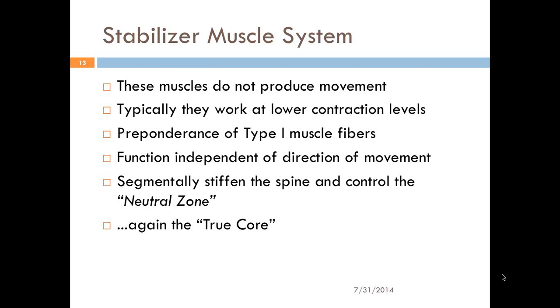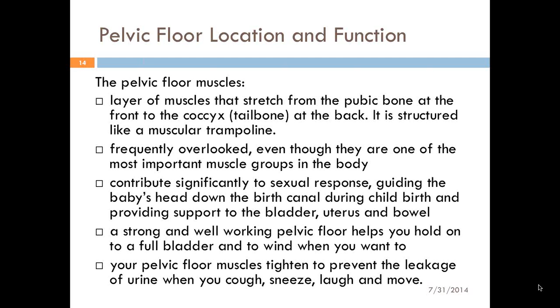They contribute significantly to sexual response, guiding the baby's head down the birth canal during childbirth, and providing support to the bladder, uterus, and bowel. So these muscles are like a trampoline at the bottom, and they're protecting all these organs that are inside. And when they contract, they're actually helping the bladder and the uterus and the bowel stay in their position where they need to be. Oftentimes, if you have a prolapse, then you're going to have problems with your pelvic floor as well.